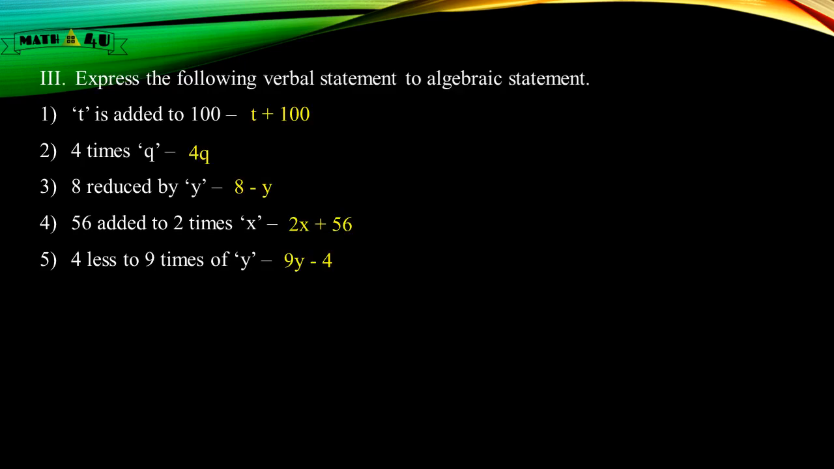Express the following verbal statement to algebraic statement. First, t is added to 100. The answer is t plus 100. Next, 4 times q is nothing but 4q. Next, 8 reduced by y. This is 8 minus y. Next, 56 added to 2 times x. This is 2x plus 56. Next, 4 less than 9 times y. This is 9y minus 4.